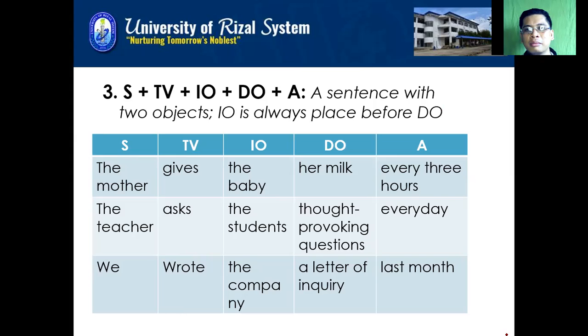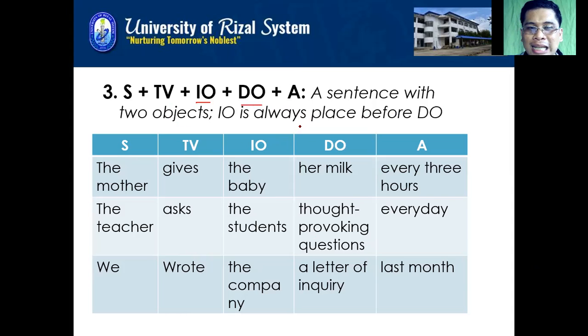It does not necessarily mean that it should not be taken into account because again, it may be an indirect object, but still it makes sense in the sentence. It adds information to the sentence. Okay, so the next pattern is subject, transitive verb, indirect object, direct object, and adverbial. So it is a sentence with two objects which are indirect object and direct object. So this pattern, take note of this pattern that indirect object is always placed before the direct object.